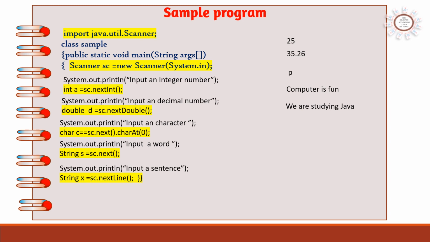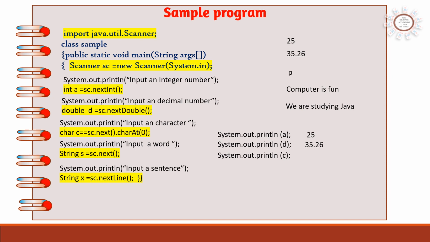And now we can see what will come as the output when we do the printing. So here the command is System.out.println(a). In a we have stored 25. So when you run this command, 25 will be printed. And now System.out.println(d). In d we have stored 35.26. So 35.26 will be the output.